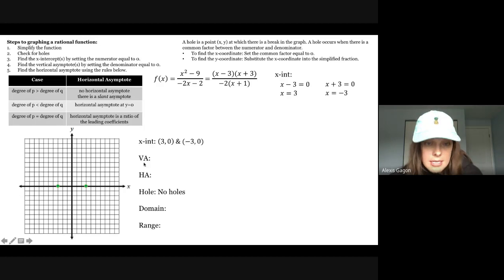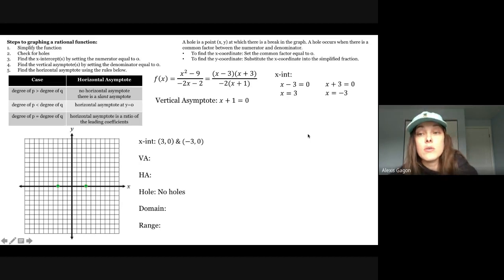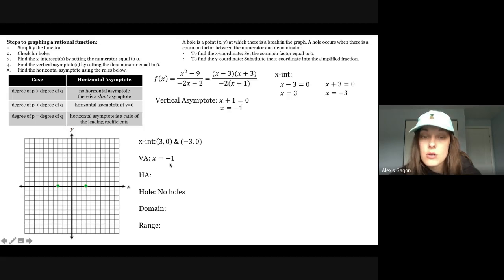Okay, vertical asymptote. That's where you set the denominator equal to 0. So negative 2 is never going to equal 0. I don't have to worry about that, but x plus 1 can equal 0. So I'm going to set x plus 1 equal to 0, which means x equals negative 1. So we have a vertical asymptote at x equals negative 1. So if I go to negative 1 right here, I can just draw that vertical asymptote.